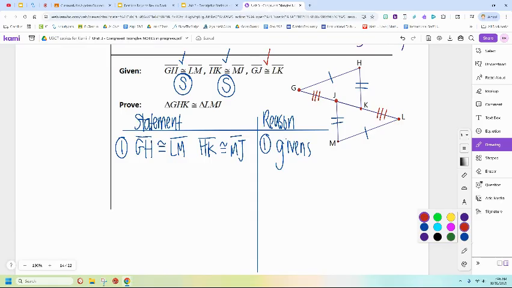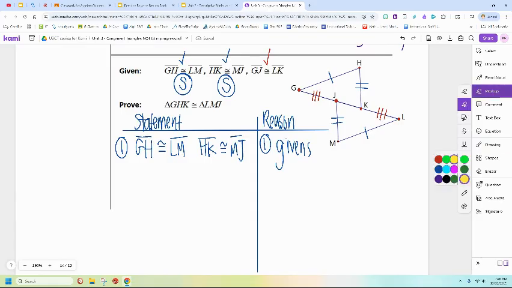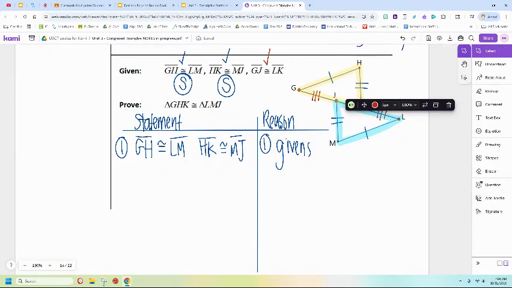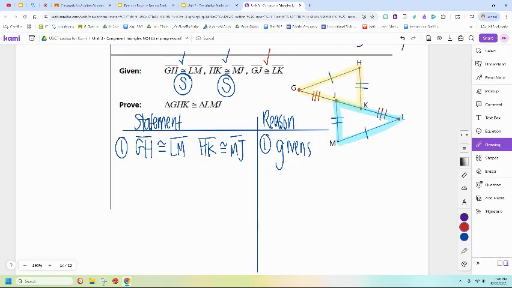For each triangle, I'm going to outline my triangles to demonstrate again what's happening. We have GHK and we have LMJ. When I outline those two triangles, do you see that there is essentially a shared segment? It's not a shared side, it's a shared segment. So in my given, I still need to write down GJ is congruent to LK.